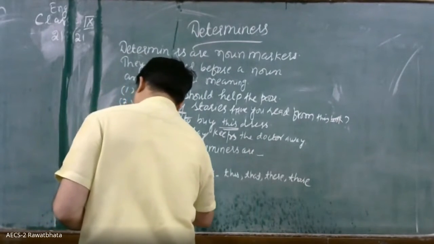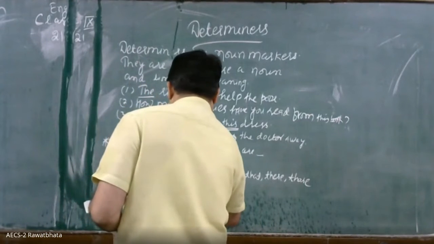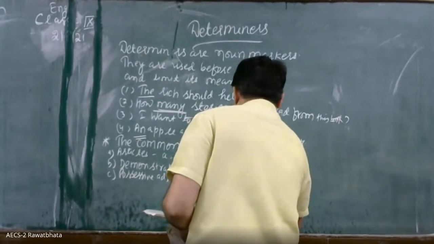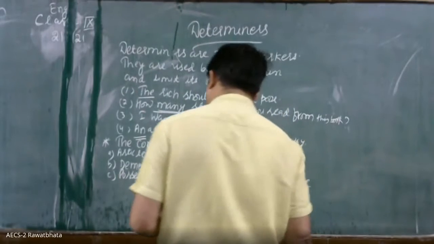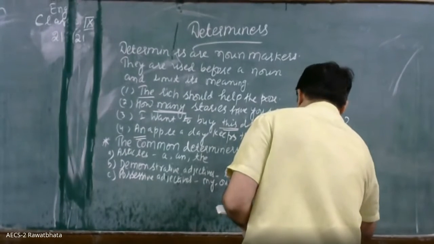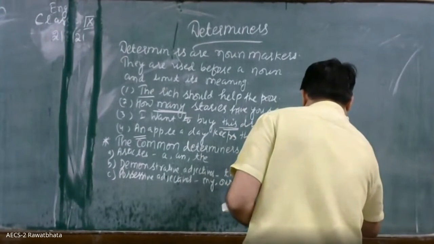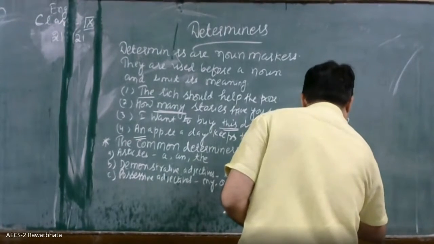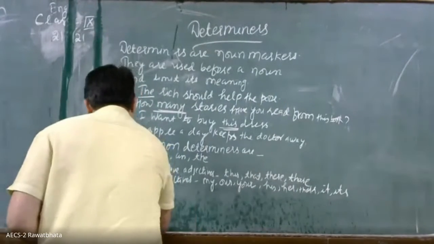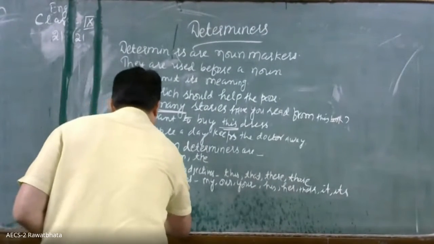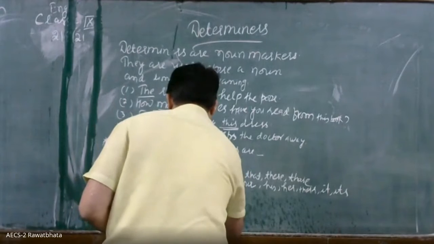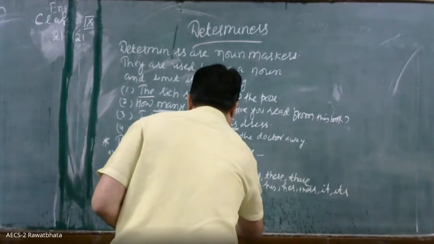Then possessive adjectives, that is my, our, your, his, her, their, it, its. And then finally you write adjectives of quantity and number.